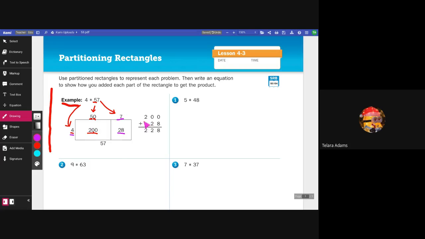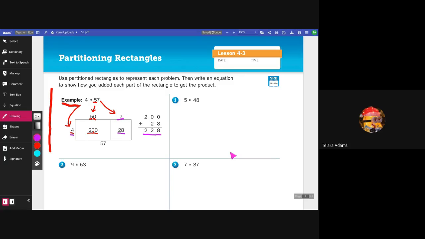I'm going to add them together. I have 200 plus 28 equals adding the ones, 8, 10s, 200s, 228. Tiny bit confusing because everything is already there, but as long as we understand that we took the expanded form of this number 57 to multiply it by 4 using our rectangles.